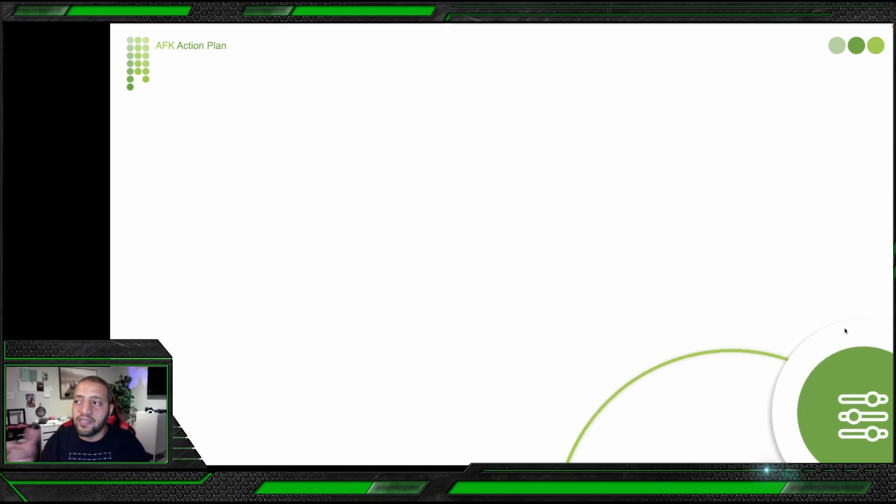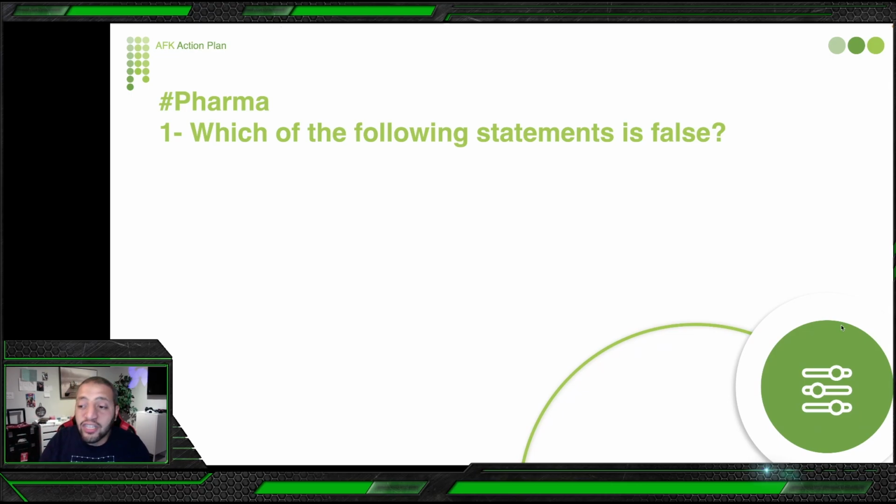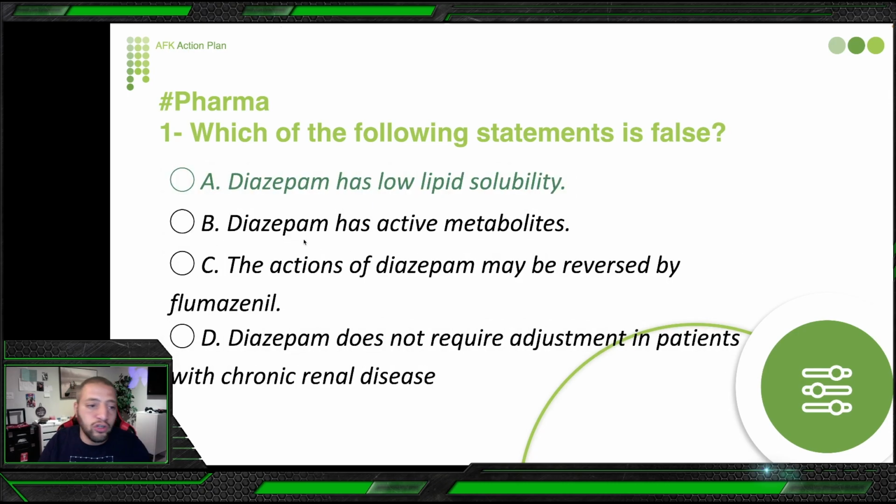So that's why this group of drugs is very dangerous. It should be used under strict conditions and for a very short duration. As we look at it, diazepam has high lipid solubility and has active metabolites, and this is one more feature of diazepam that leads to it having a longer half-life.